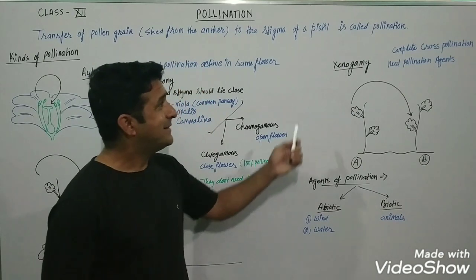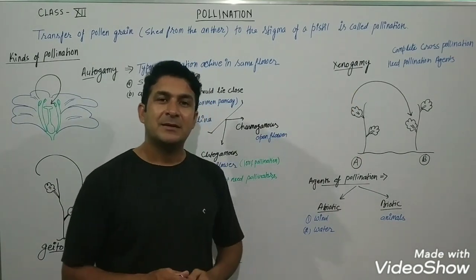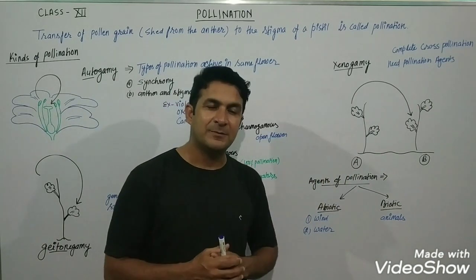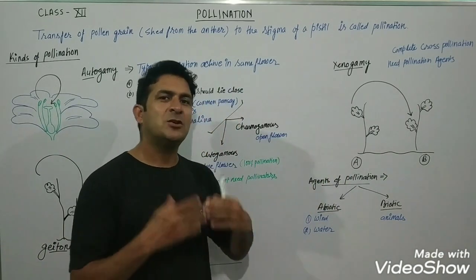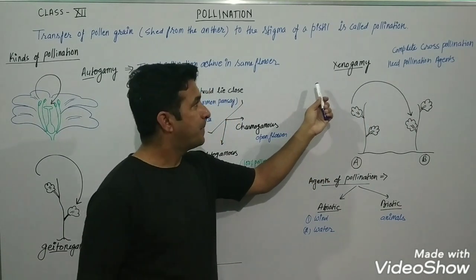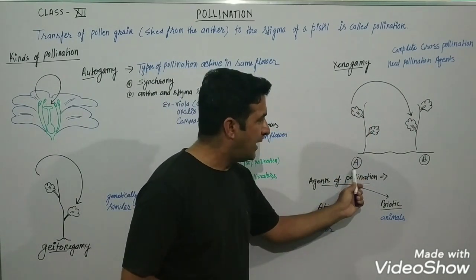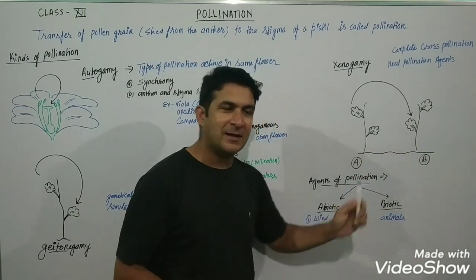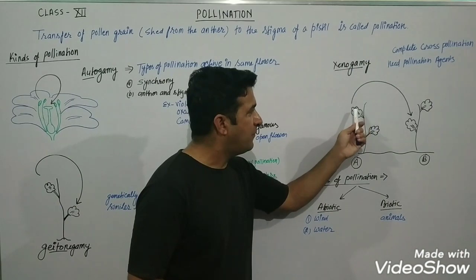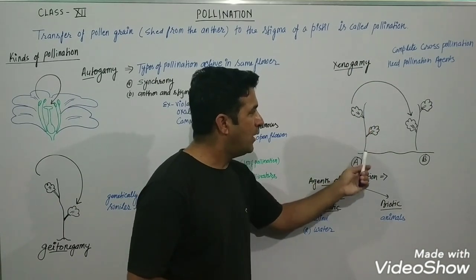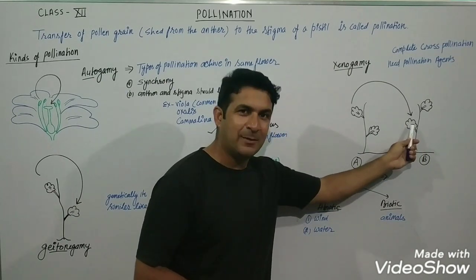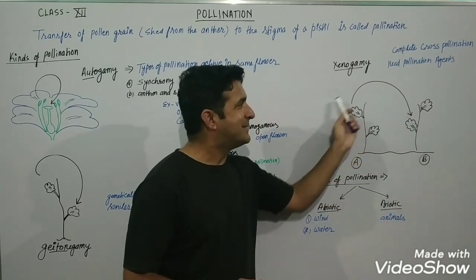The other is xenogamy. Xeno means different, xeno means cross. So the cross pollination is there. Here you can see two plants, A and B, two different plants, and they have many flowers. The transfer of pollen from one plant's flower to the stigma of another plant's flower is called xenogamy.